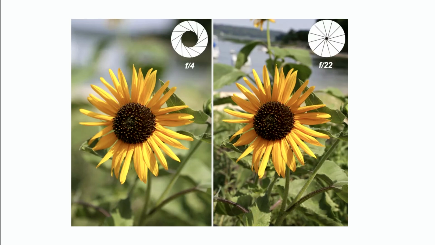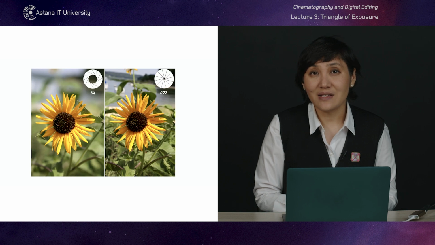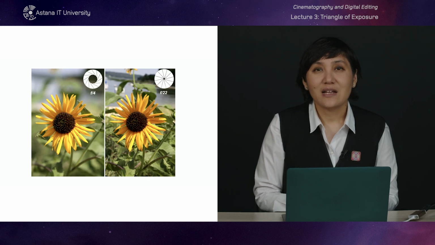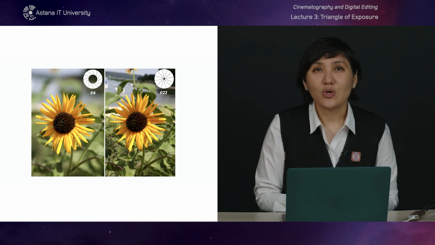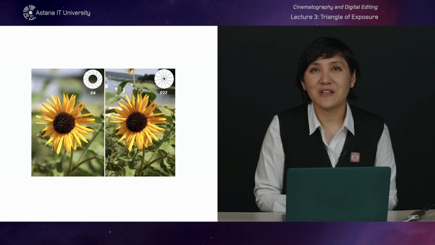Adjusting the aperture allows you to control the creative aspect of your image, such as isolating a subject from its background or making the entire scene sharp. Understanding how to use aperture effectively allows you to make more informed decisions about how you want your image to look and feel. What is important to remember is that the exposure is the amount of light that reaches your camera sensor, creating visual data over a period of time.